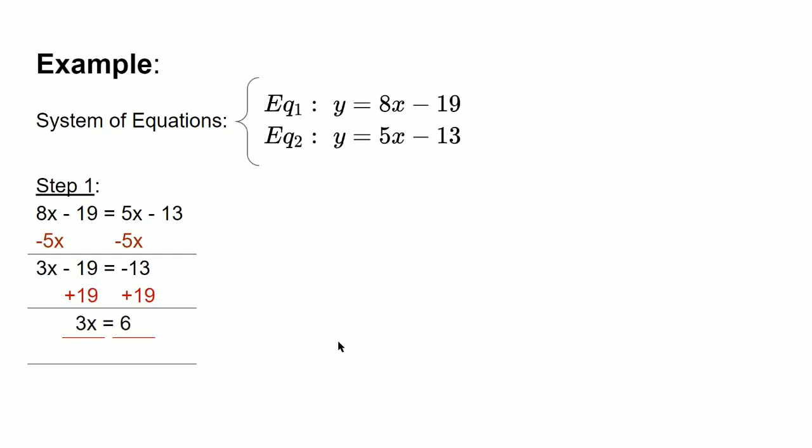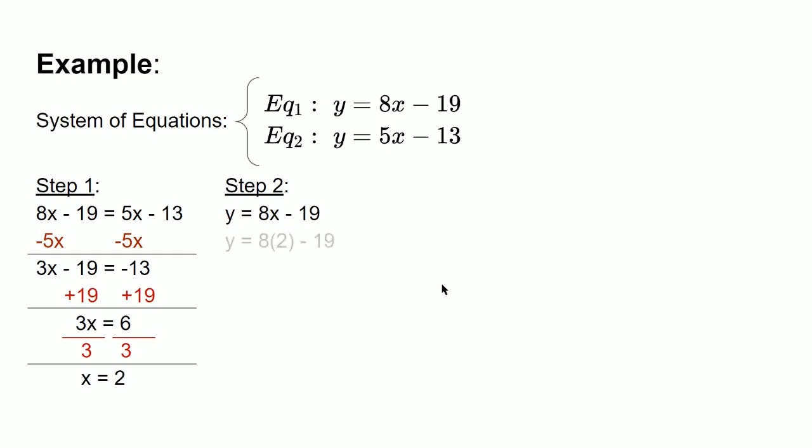So 3x equals 6. I know when I have a number next to a variable like this, that's implied multiplication, and the inverse operation is division. So I need to divide both sides by that coefficient 3. When I do that, 6 divided by 3 is 2, so x equals 2. So we know that these two lines cross at x equals 2. Now we need to find the y value that goes with it. So step 2, we're going to take that x value and substitute it into equation 1. Y equals 8x minus 19.